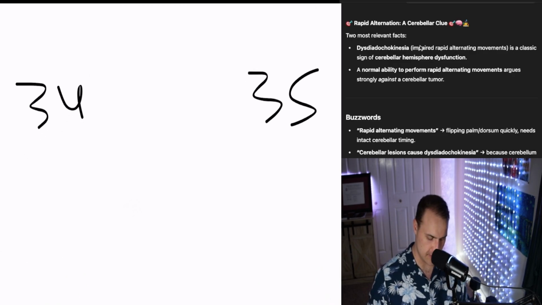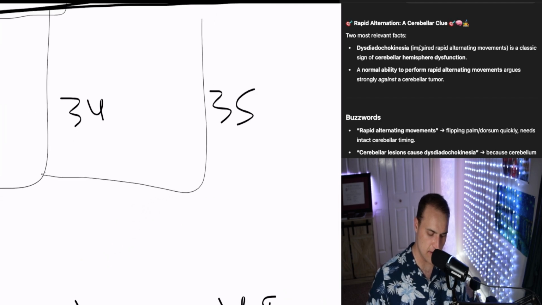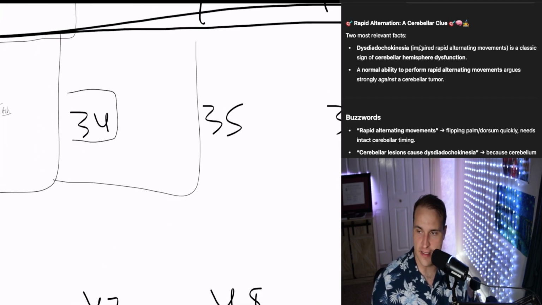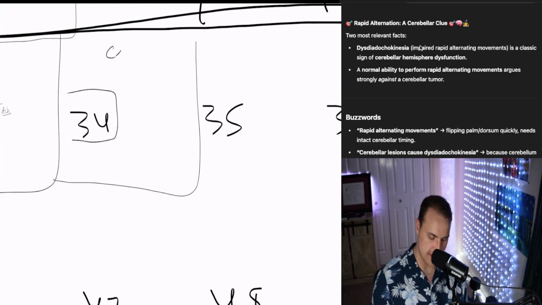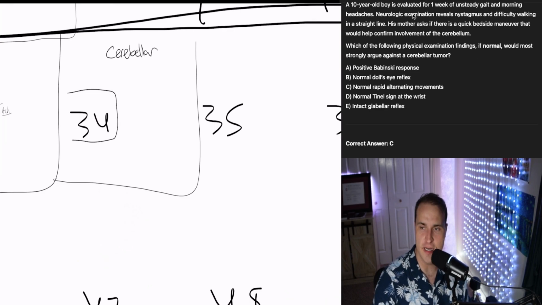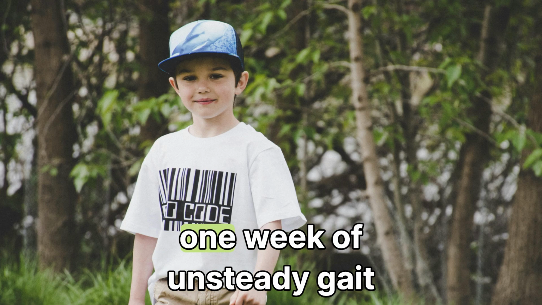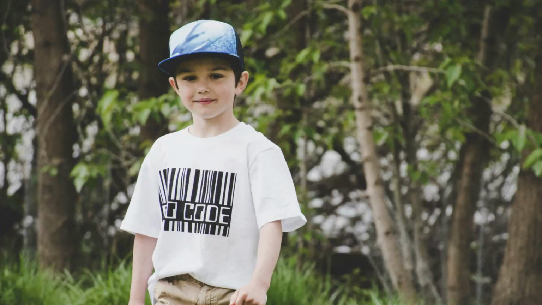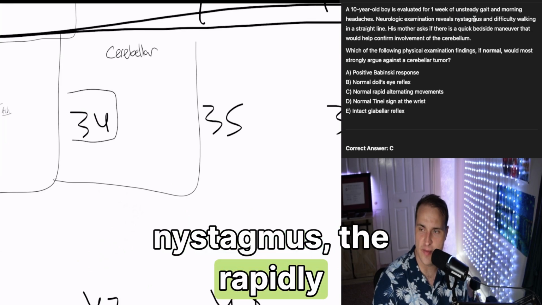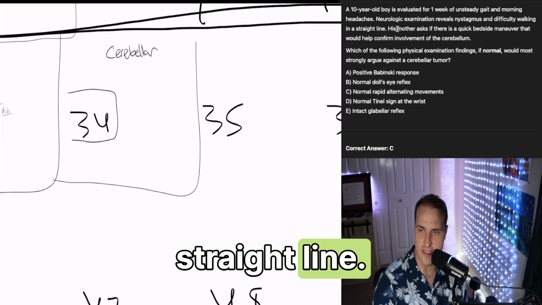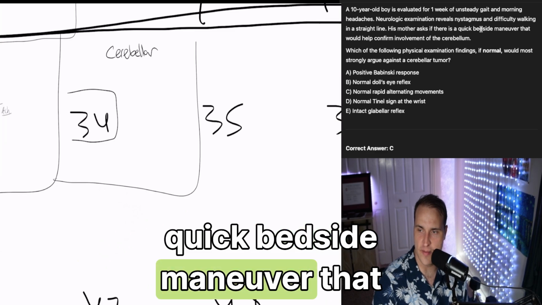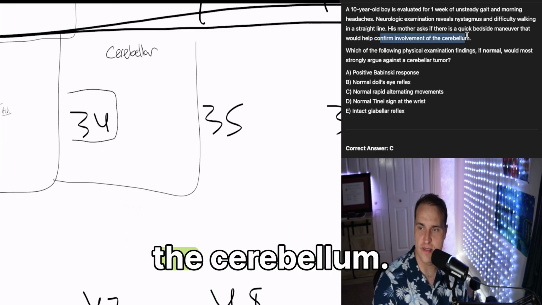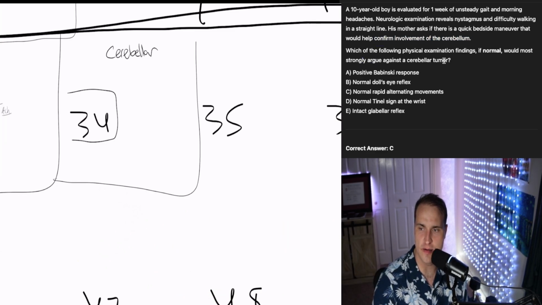In our next question, we're going to be talking about dysdiadochokinesia, impaired rapid alternating movements, and it's a sign of cerebellar dysfunction. Here's our question and answer. We have a 10-year-old boy evaluated for 1 week of unsteady gait, morning headaches, neurological examination reveals nystagmus, and difficulty walking in a straight line. So he's got nystagmus, the rapidly alternating eyes, and difficulty walking in a straight line. The mom asks if there's a quick bedside maneuver that would help confirm involvement of the cerebellum. What would strongly argue against cerebellar tumor?